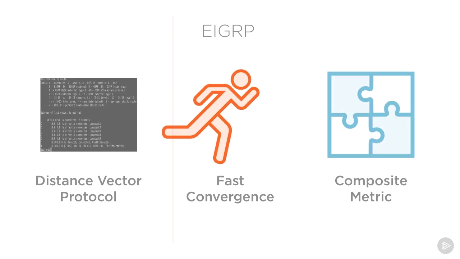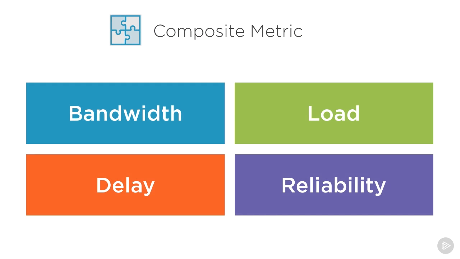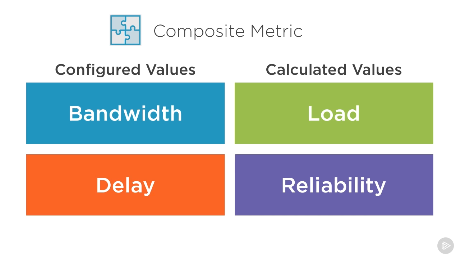Last, EIGRP is going to use a composite metric. This is both a benefit and a bit of a pain here, because it leads us to believe that EIGRP can do things well that it probably can't. At any rate, this composite metric means that we're going to take 4 values here, or potentially take 4 values, and combine them together to determine the cost to the destination network. By default, we're going to use bandwidth and delay of line to calculate that.